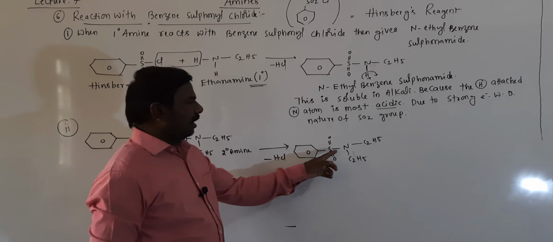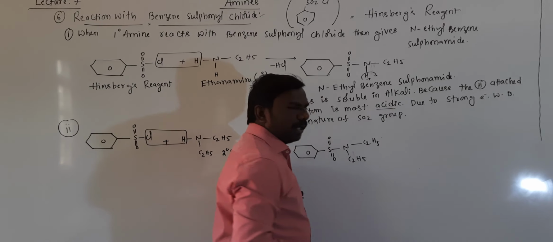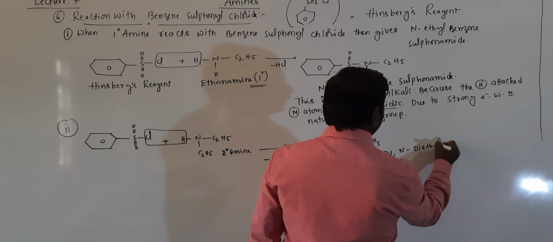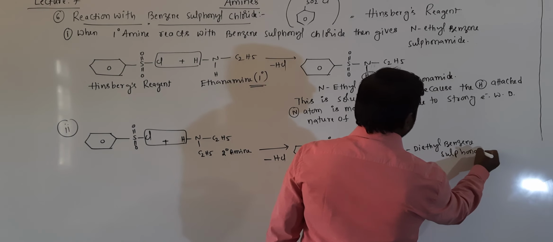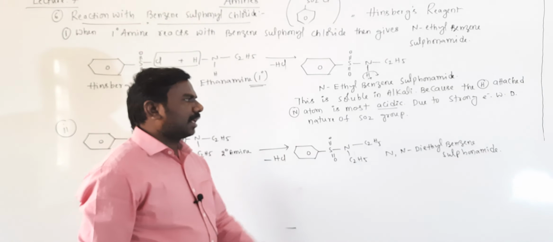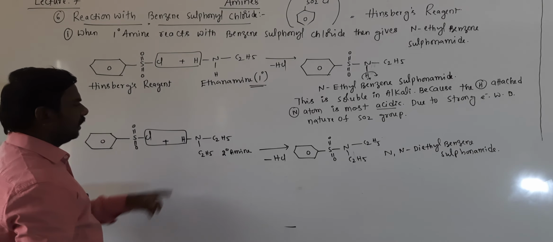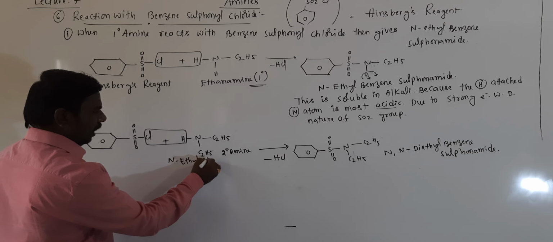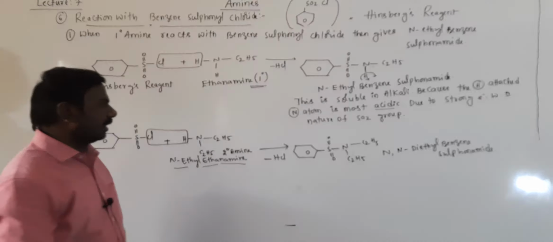The name of the compound: the N position is occupied by two ethyl groups. N,N-diethyl benzene sulfonamide will be formed. Only one hydrogen is removed. The amine is secondary, so N-ethyl ethanamine is the name of the compound. It is a secondary amine. The earlier one was a primary amine.